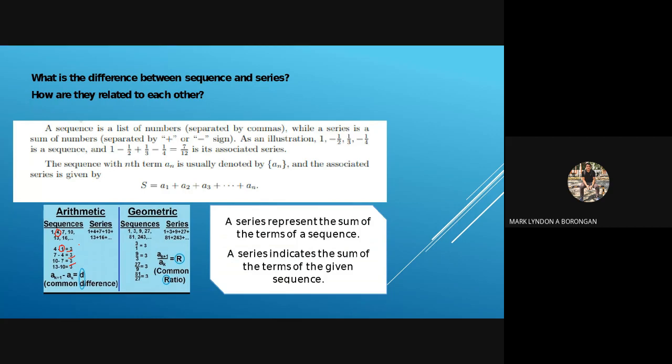But if it is geometric, it has a multiplier or common ratio. So how do we do it? In order to find the common ratio, all you have to do is to divide it by the value before it. Let's say, for example, you have 3. The value before 3, you will divide it. Say for example, you have 9. You will divide it with the value before 9, which is 3. So 9 divided by 3 is equal to 3.